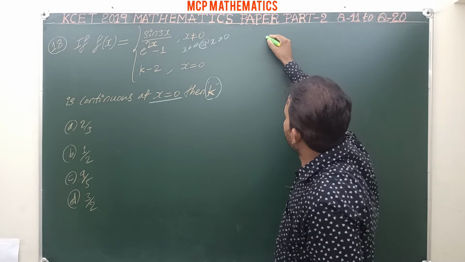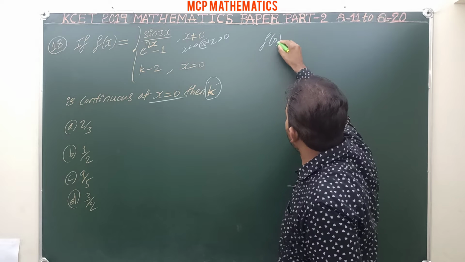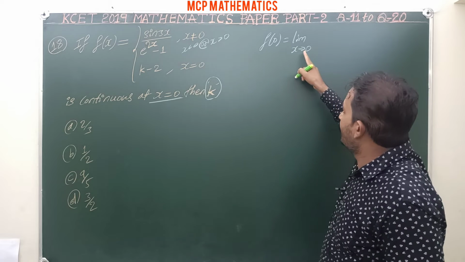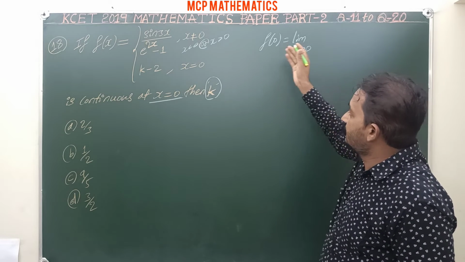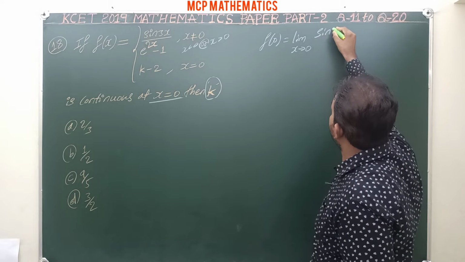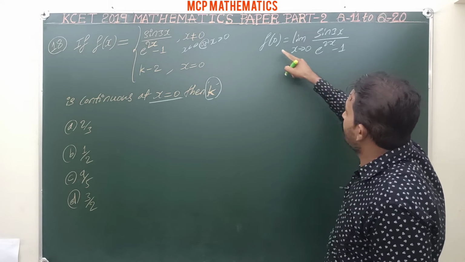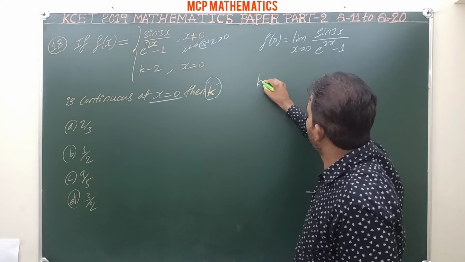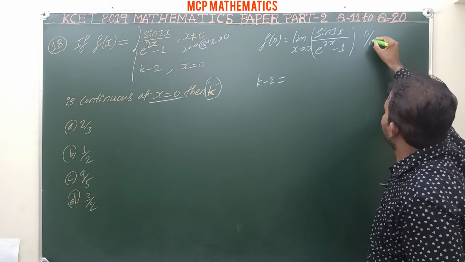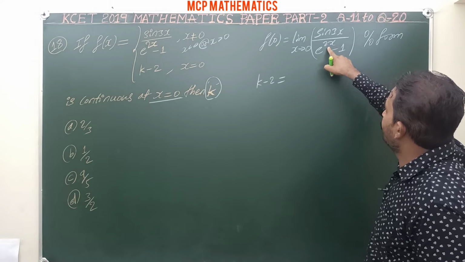So continuity is already given: it is continuous at x equal to 0 means f of 0 equals the limit x tends to 0 of f of x. Here we can directly find the limit as x tends to 0 because the function is the same for both LHL and RHL. So here sin 3x divided by e power 2x minus 1. Here f of 0 is given, k minus 2 is equal to the limit of this function. This is 0 by 0 form in this case. Put x equal to 0: sin 0 is 0, e power 0 is 1, minus 1 is 0.